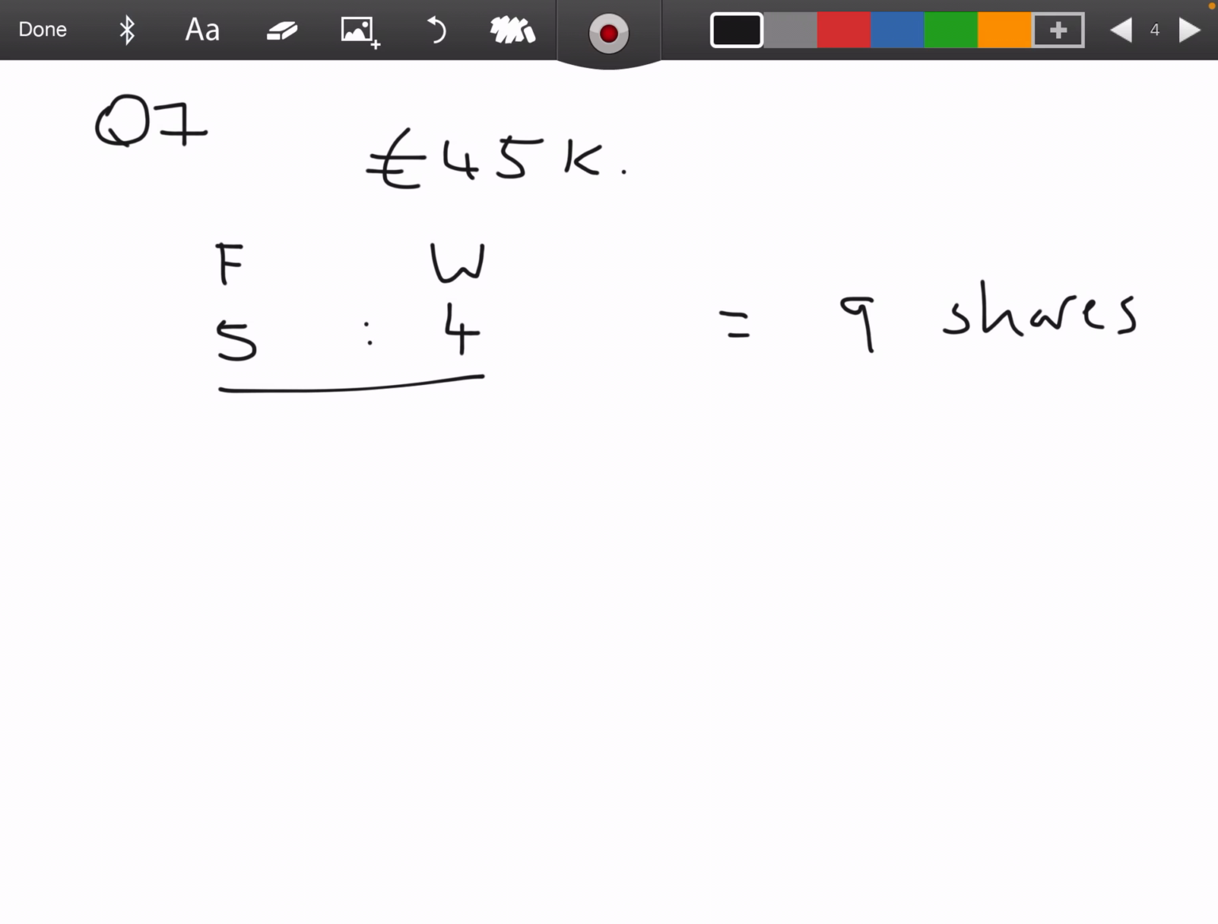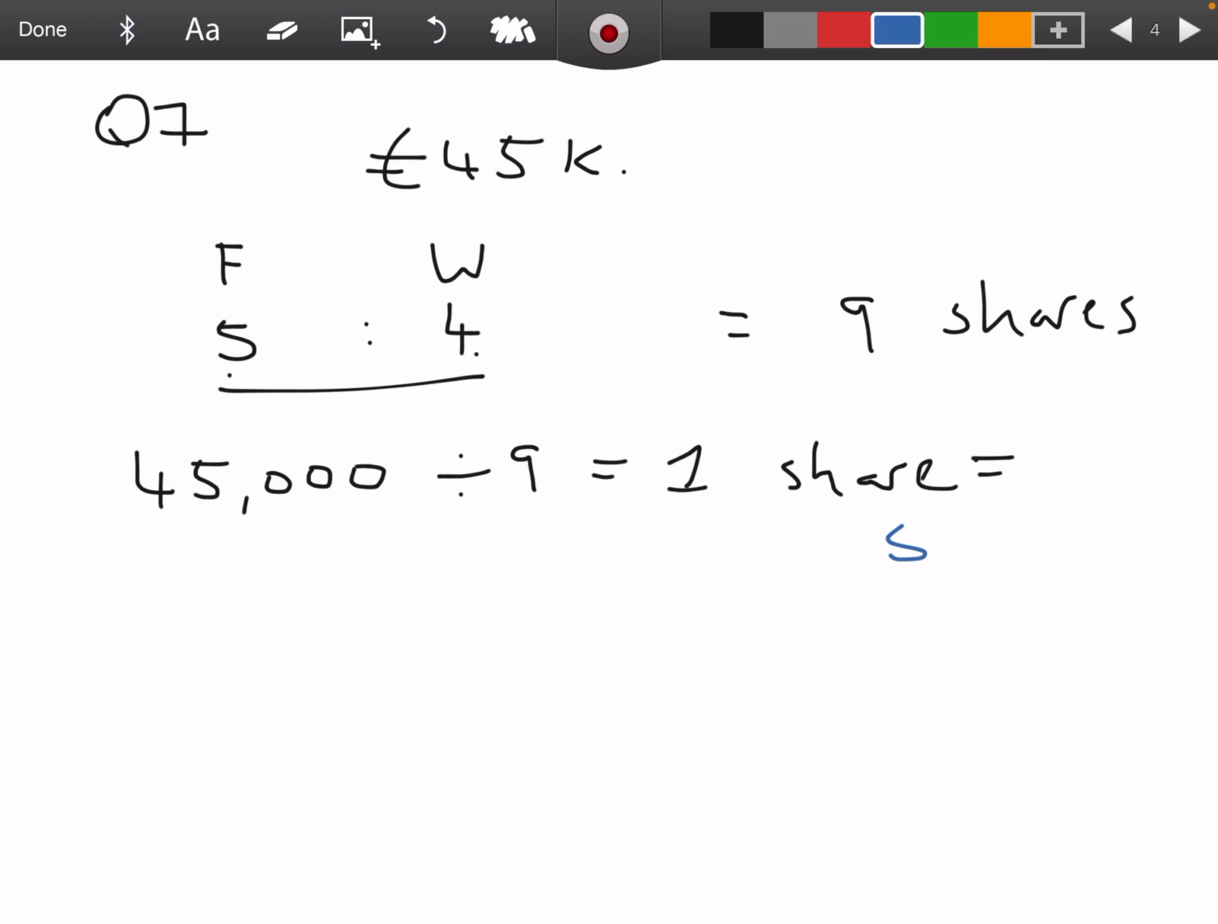If there are 9 shares, all I've got to do then is divide that 45,000 by 9, and that will tell me what 1 share is worth. And if I know what 1 share is worth, I can figure out what 5 shares are worth and what 4 shares are worth, nice and simply. So I do 45,000 divided by 9, and that is 5,000. So each share is worth €5,000.